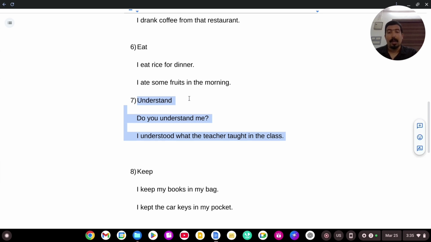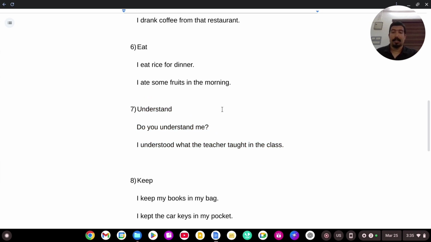Understand. Do you understand me? When somebody asks you, do you understand me? Someone is talking to you, and he needs to know whether you understand him, because he is speaking in English and he is not sure whether you understand English very well. That's why. Understanding means grasping something, what others are telling, what others are communicating to you, whether you are getting it. So, do you understand me? That's a question. That's the first form.